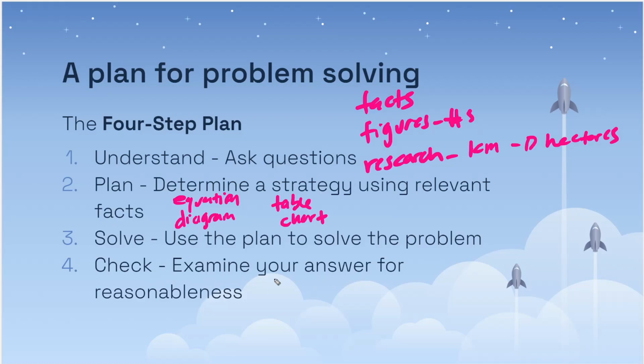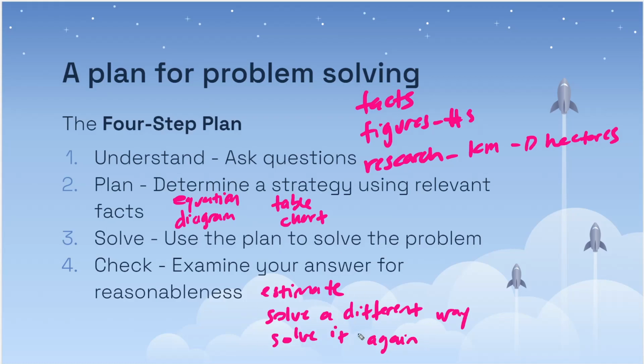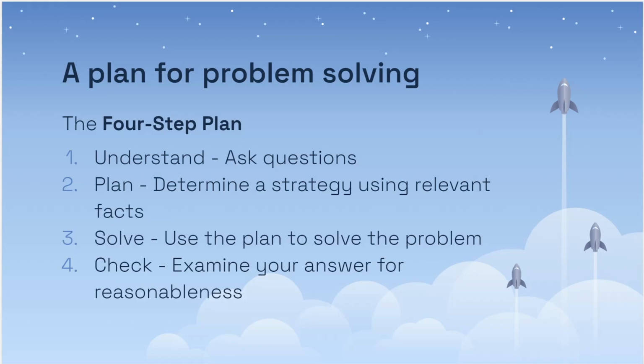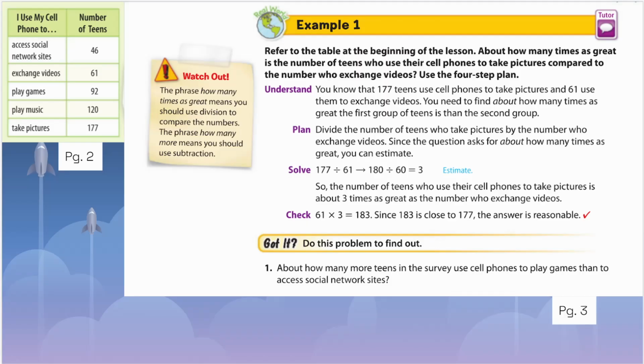You can examine your answer for reasonableness several ways. You can estimate. You can solve it a different way. Or you can solve it again. There are other ways too, but here are just some suggestions. All right, so let's look at some examples. If you're following along with me in the book, this will be page 2 and page 3.